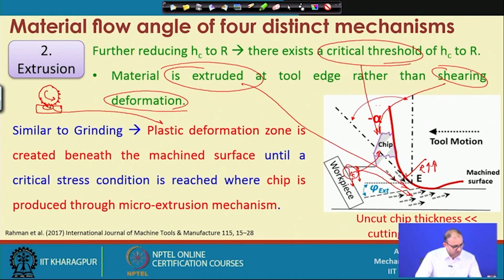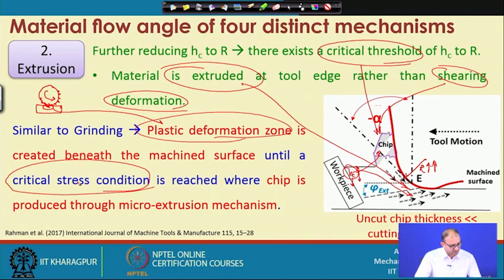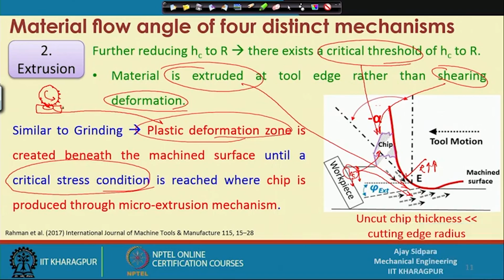Now, how will this remove the material? When a particular grain interacts with the surface, it will create a plastic deformation zone, and that plastic deformation zone will continue to enlarge in such a way that finally you end up with a critical stress condition where the chip will be removed in the form of a small fragment of the workpiece material. So, we can understand this phenomenon, whatever is happening in machining, in the form of a grinding process.